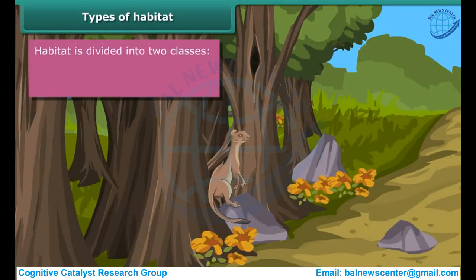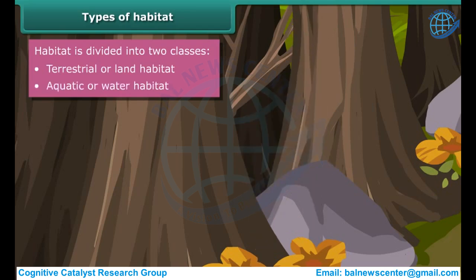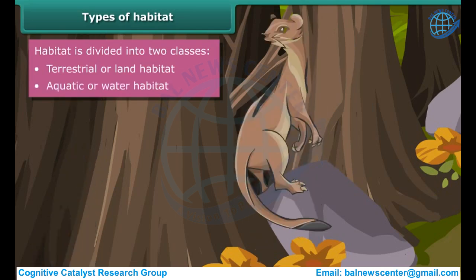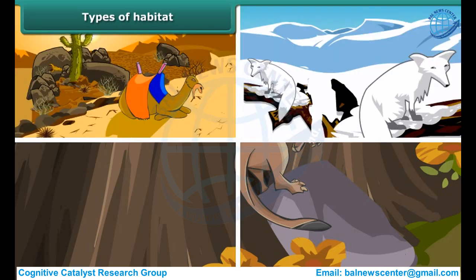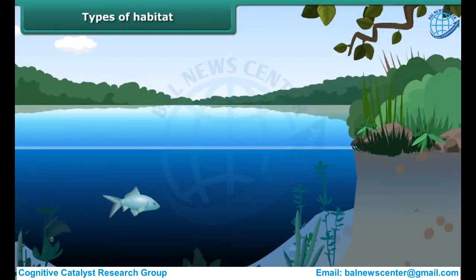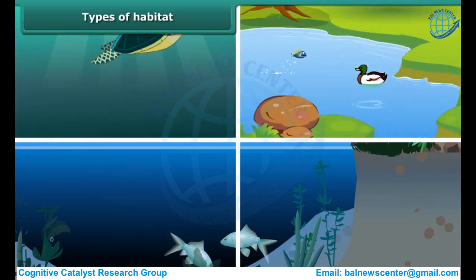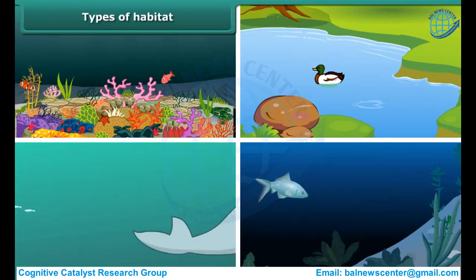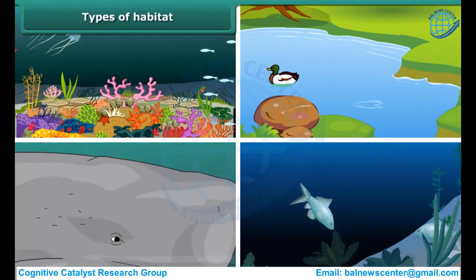Habitat is divided into two classes. 1. Terrestrial or land habitat. 2. Aquatic or water habitat. The habitat of living organisms found on land is terrestrial habitat. Desert, mountains, forest, and grasslands are examples of this category. Whereas the habitat of living organisms found in water is aquatic habitat. Sea, ponds, oceans, and lakes are examples of this category.